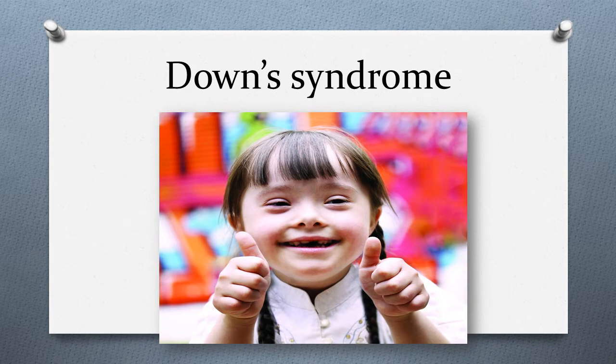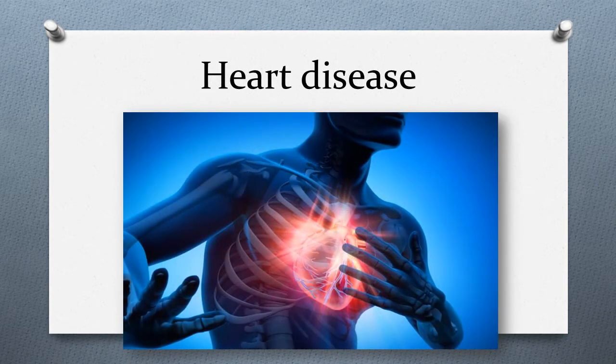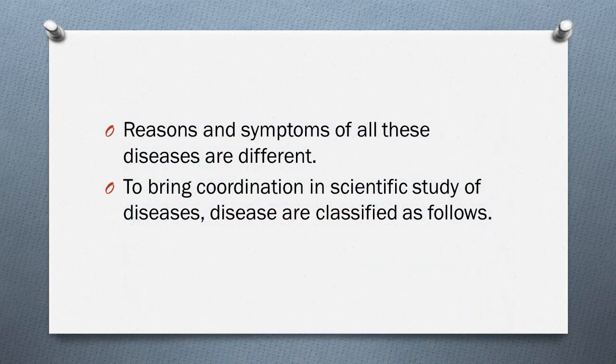Next is Down's syndrome. It is a genetic disease causing developmental and intellectual delays, for example, physical feature changes in the person. Next is heart disease. The reasons and symptoms of all these diseases are different. The reason for diabetes is different, the reason for heart disease is different, and the reason for the common cold is different. So for every disease, the reasons and symptoms are different.